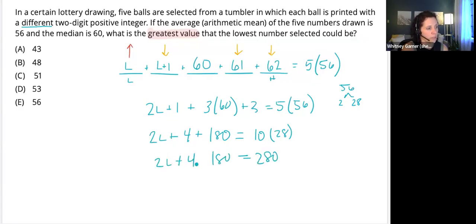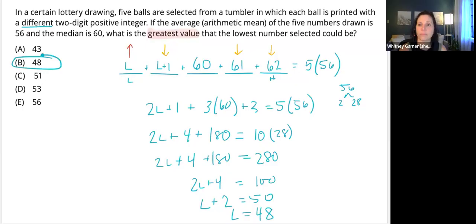2L plus 4. Subtract the 180. So 2L plus 4 equals 100. And then I'm going to divide everything by 2 first. So L plus 2 equals 50. And therefore, L equals 48.